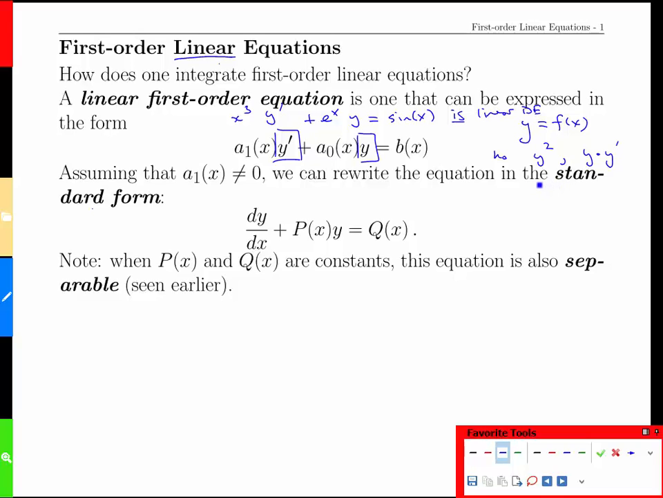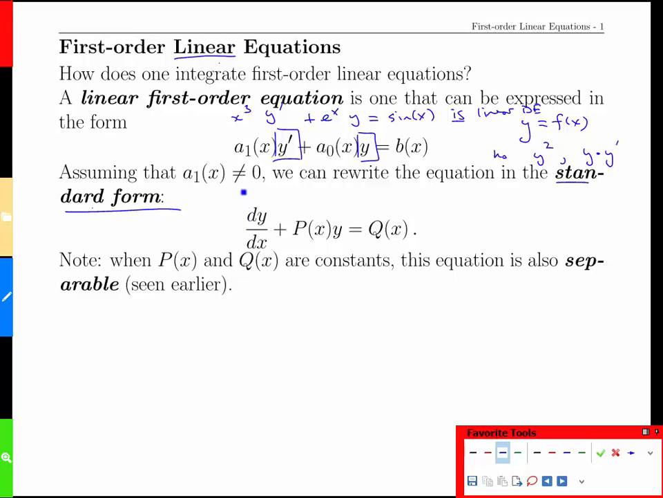One convenient feature of linear equations is that we can always rewrite them in a standard form. And this is the y prime by itself with a coefficient of 1. And we also include the y on the left-hand side, and whatever's left over gets put into the right-hand side. Now it is also possible, and we've seen this already, that the equation could be separable and linear. It's possible to be both.